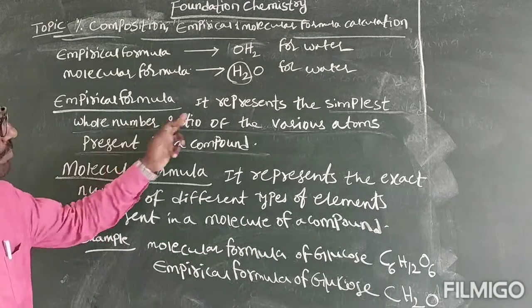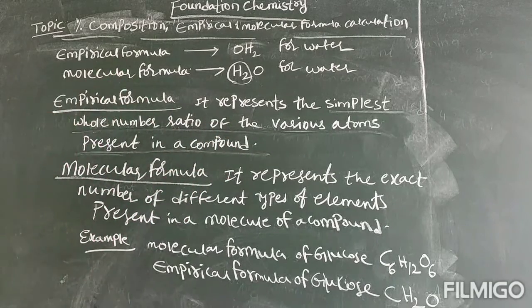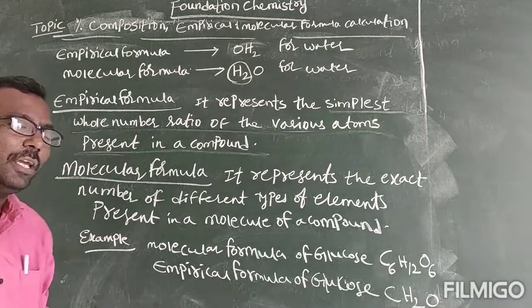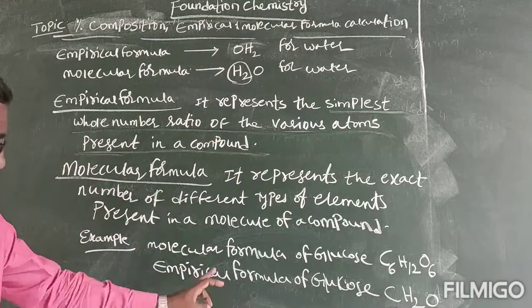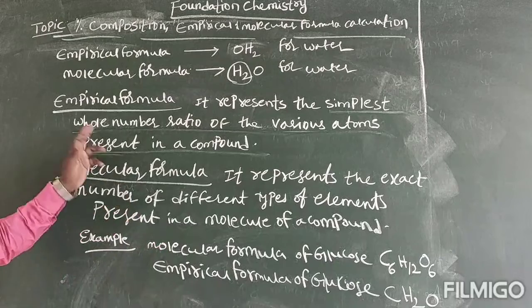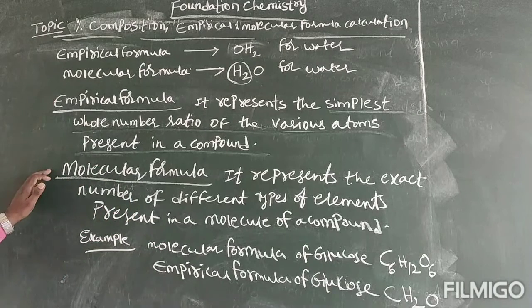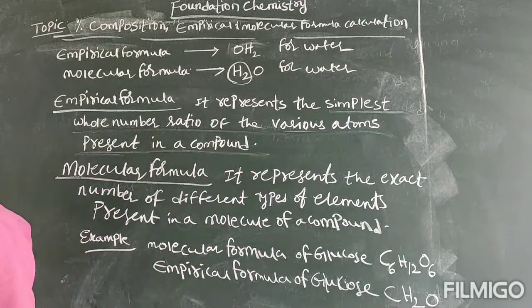Not only does it represent the simplest whole number ratio, and here the molecular formula. As I said in the starting, the empirical formula represents only the atoms present, but in the simplest ratio, this is the way. You note that we will have a discussion regarding the relation between the empirical formula and molecular formula, and how we will calculate the simplest ratio also. So what is the empirical formula of water? OH. And the molecular formula is H2O.